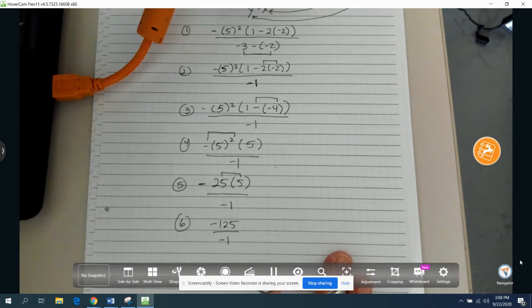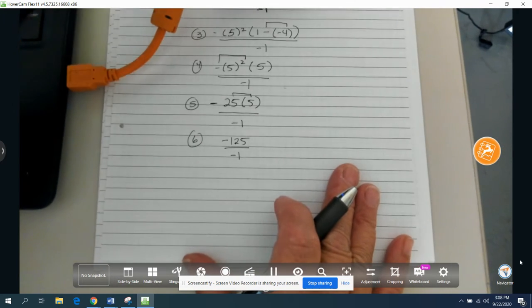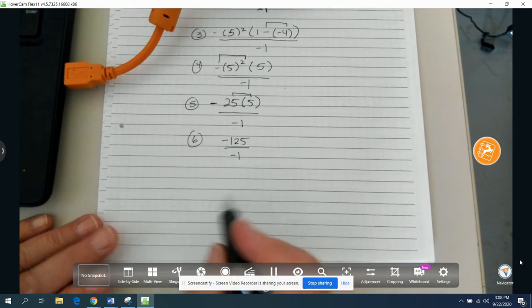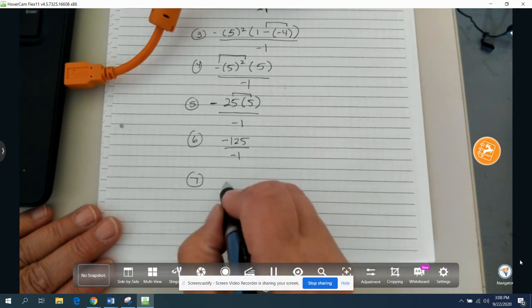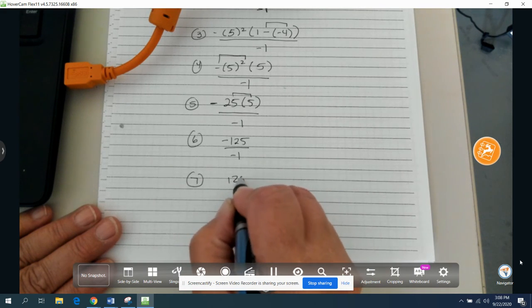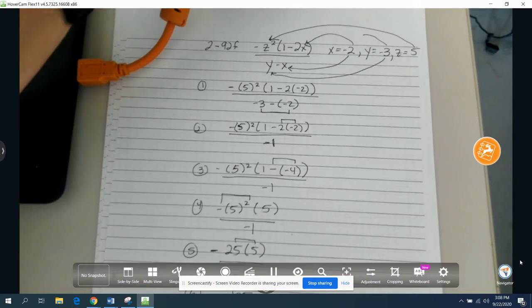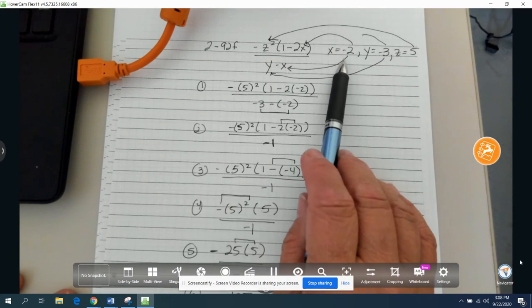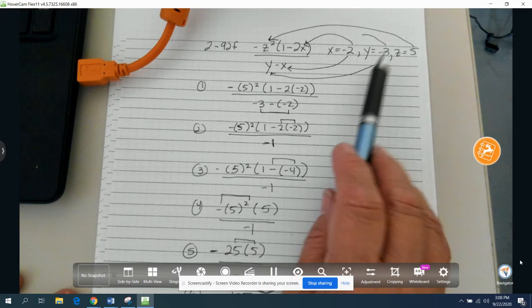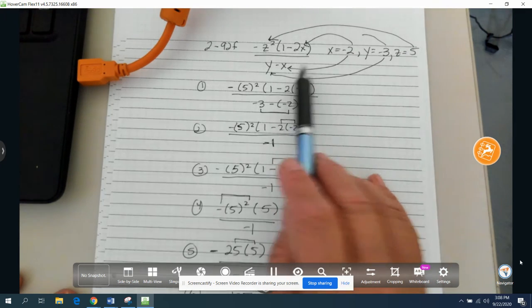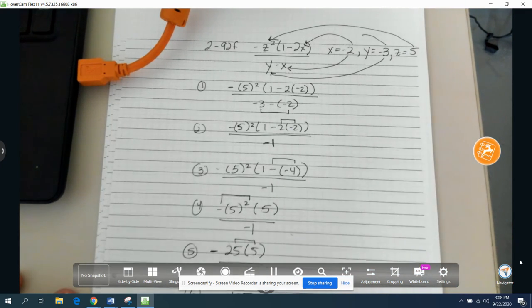Okay, all right, and my final step here now is to actually divide this out. So a negative divided by a negative is a positive, which gives me a positive 125. Okay, so what I just found out is that the value of this expression right here, if x is -2, if y is -3, and if z is 5, the value of that expression would be 125.